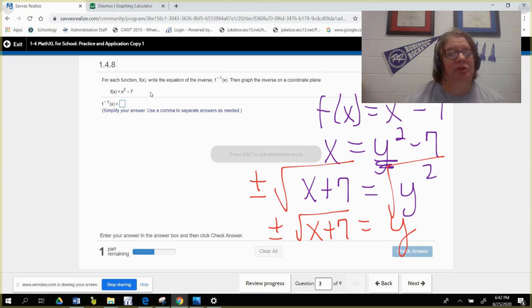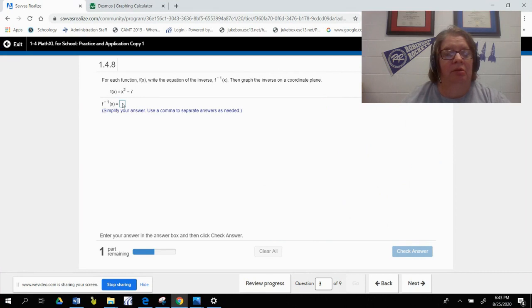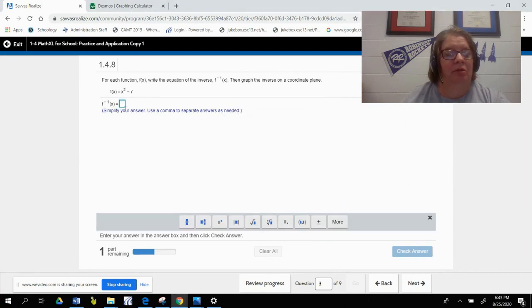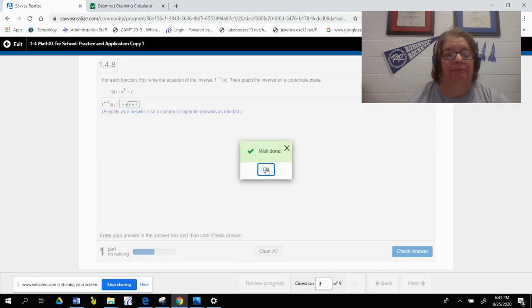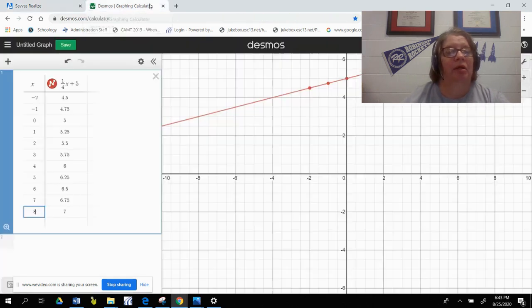All right, let me show you how to type this in. Go here. And notice in your template bar at the bottom, there's the plus or minus. There's your square root. We got x plus 7. Okay. Let me show you why we do that.